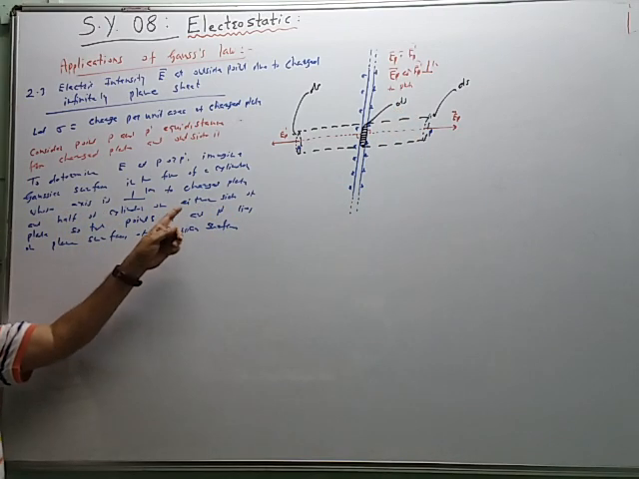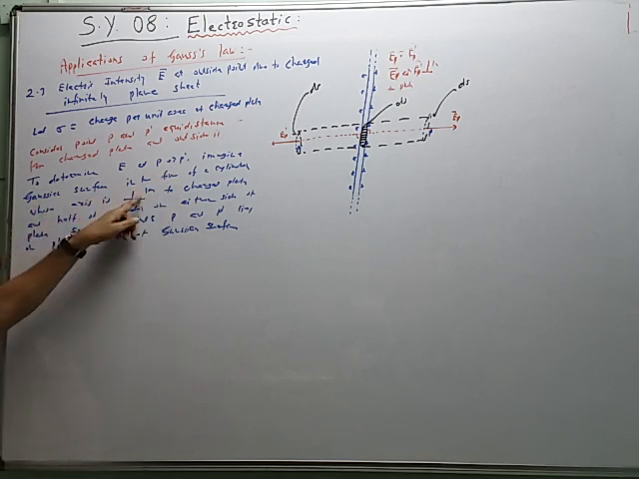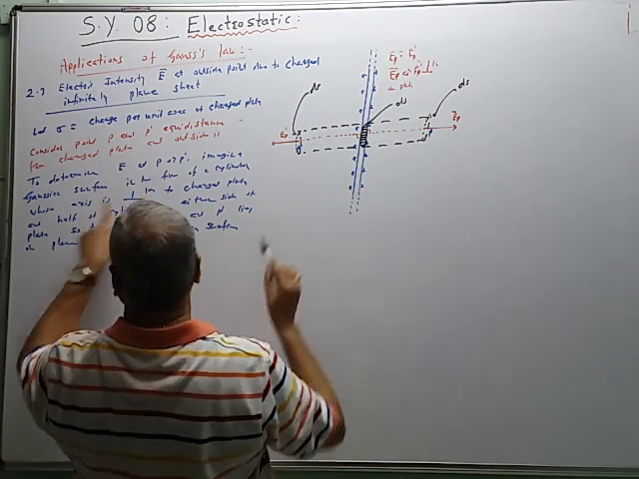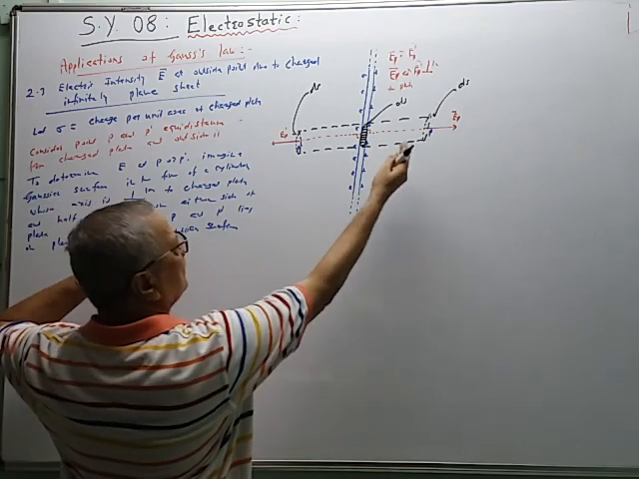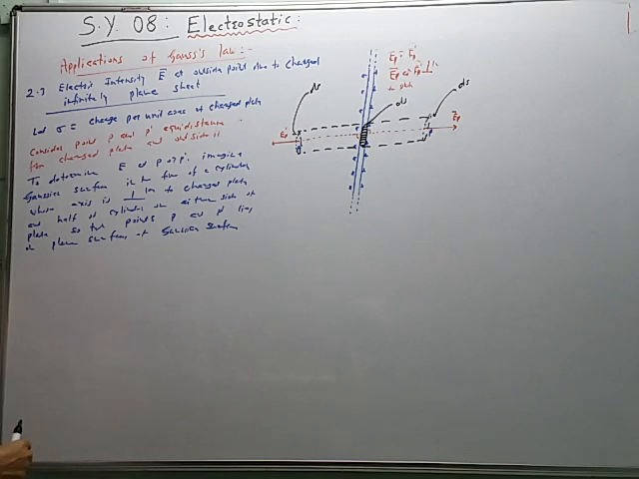So check this sentence. Imagine the Gaussian surface in the form of a cylinder whose axis is perpendicular to the charge sheet. The axis is the dotted line. The charge plane sheet is perpendicular, and half of the cylinder is on the other side. This is a half cylinder, this is a half cylinder, and P and P dash lie on the ends.